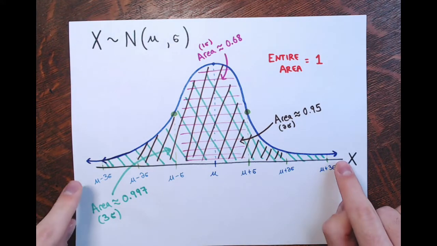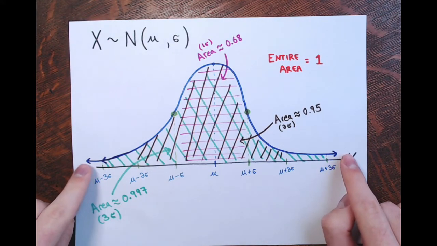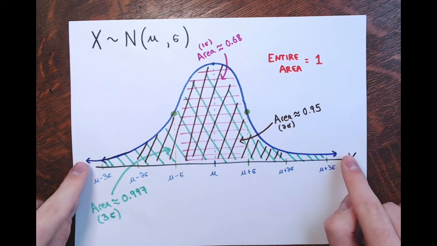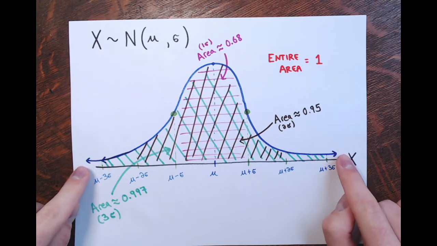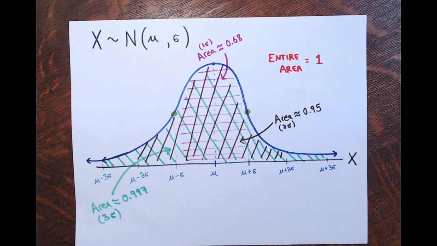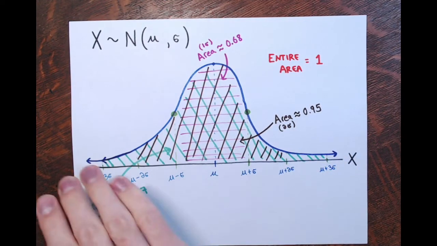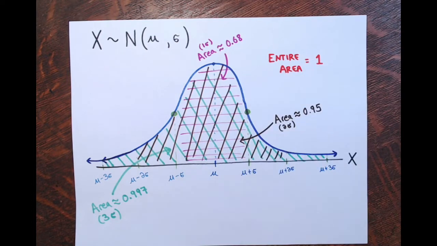And again, you've got these tiny little areas on the far right and the far left that are blank here. That makes up the last 0.3%, so 0.15% over here, 0.15% over there, to make the entire area 1 or 100%. So that was the empirical rule.